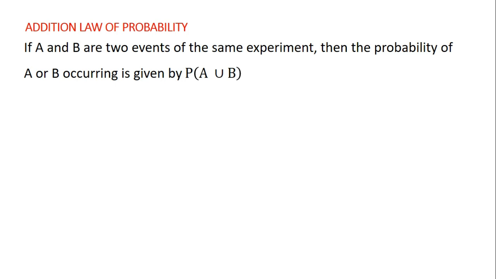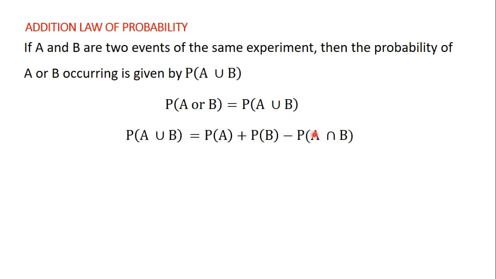If A and B are two events of the same experiment, then the probability of A or B occurring is given by probability of A union B. So if you have event A and event B and they are the same experiment, the probability that event A or event B will occur is given as probability of A union B.